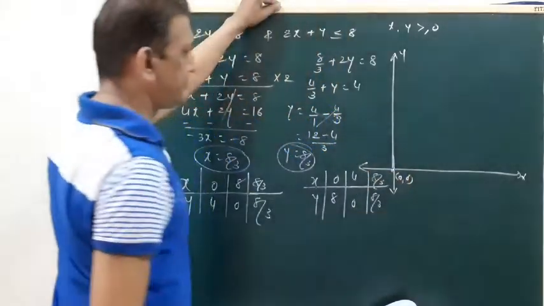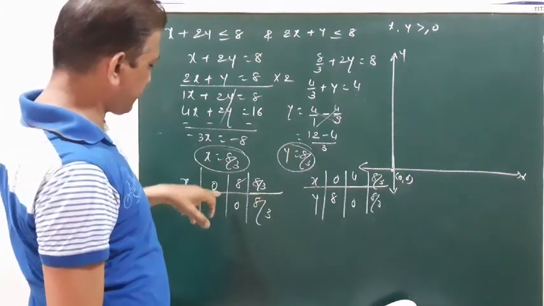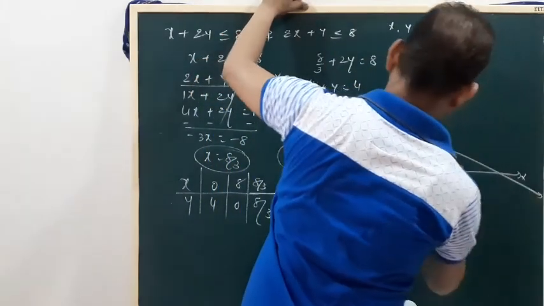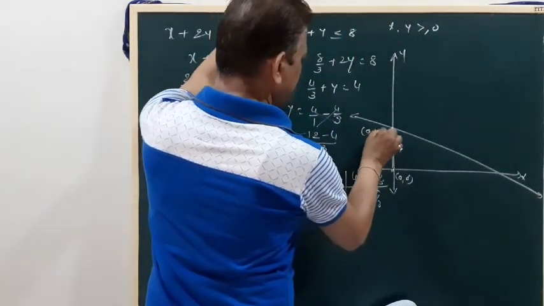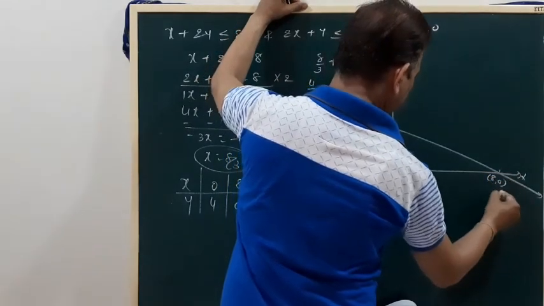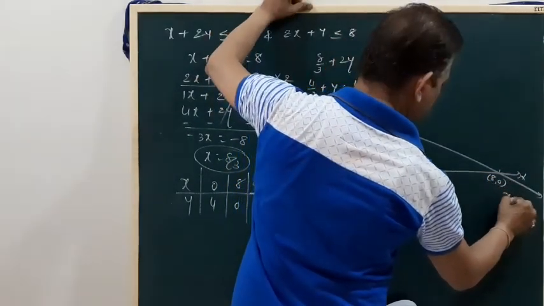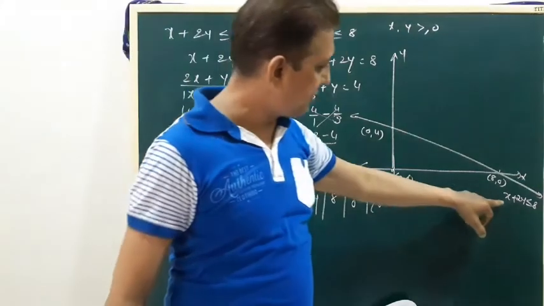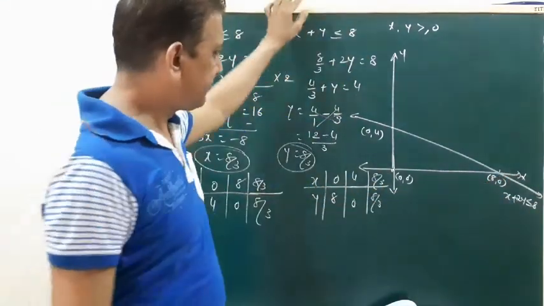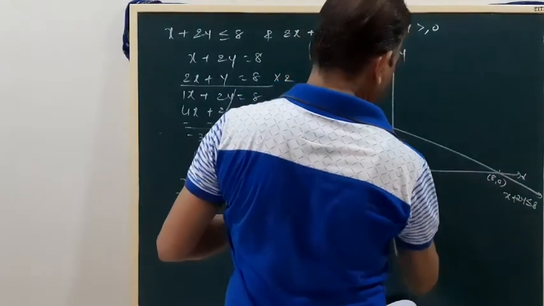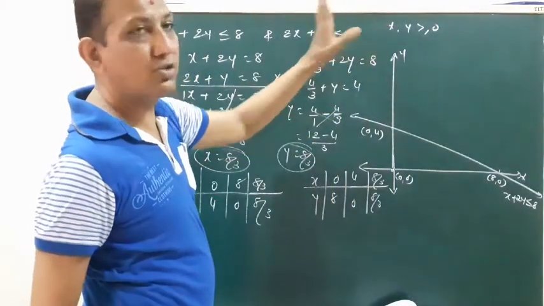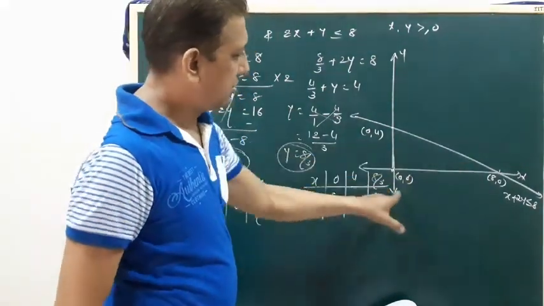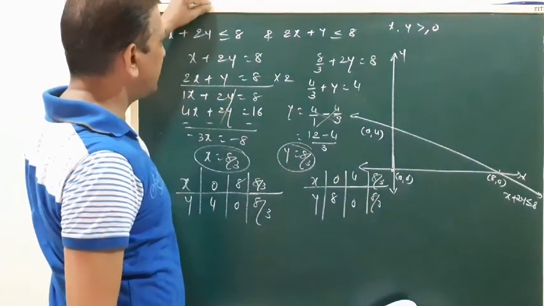Origin, right? (8, 0), first we draw this graph, and (0, 4). Equation x plus 2y less than or equal to 8: is (0, 0) satisfied? 0 is less than or equal to 8, yeah, satisfied. So only and only a right angle triangle, because our graph is in the first quadrant, not outside the first quadrant, right? First line, right angle triangle, our region, area.